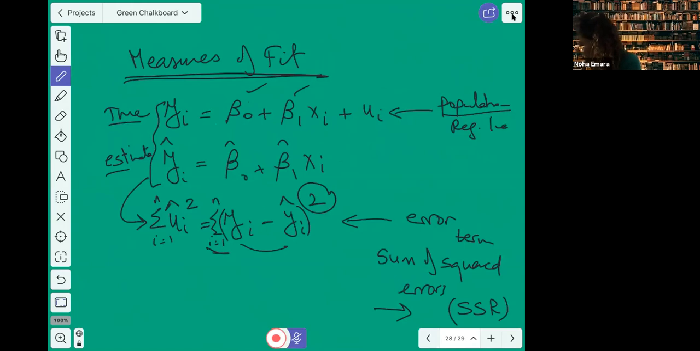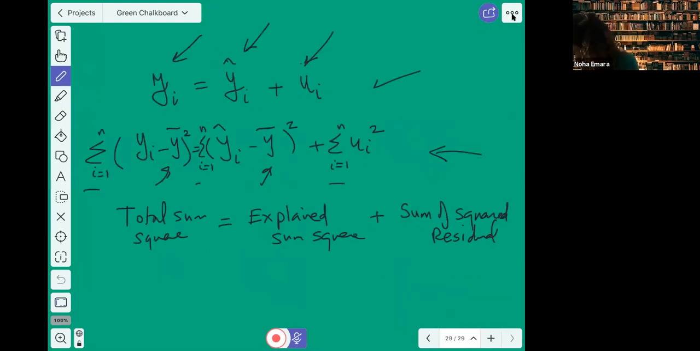Some textbooks actually call it SSE. Some textbooks call it the SSR. So since I abbreviated it as SSR, I'm gonna call it SSR, okay? But it's the same thing. So the sum of the squared residual, again, you can call it error, it's okay. I'm gonna keep it with residual, okay? And I can abbreviate this as TSS is equal to ESS plus SSR, okay?